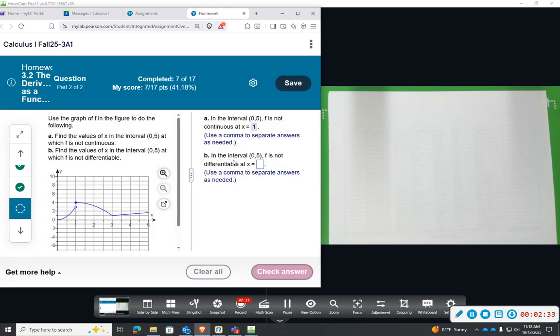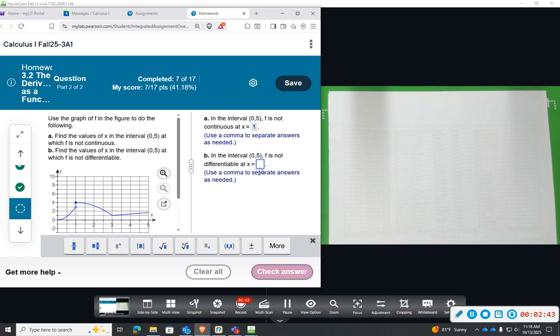And then we want to talk about points that are not differentiable. If it's not continuous, it's not differentiable. And so we won't be differentiable at 1, and we will also not be differentiable at 3 because of the corner point.